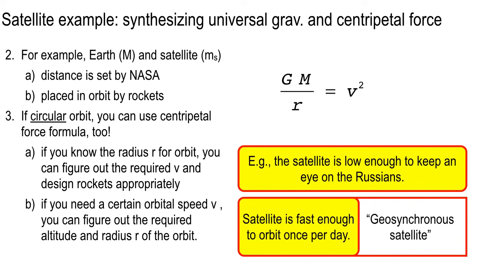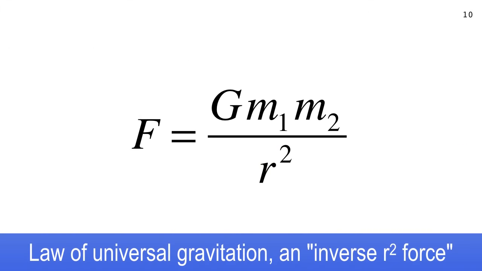So this is an example, GM over R equals V squared, of how NASA uses simple centripetal acceleration concepts and the law of universal gravitation to figure out where to put spacecraft and how fast to make them. Now, a couple comments about this. This is known as an inverse R squared force.